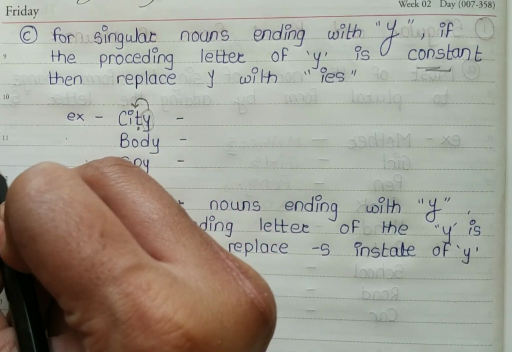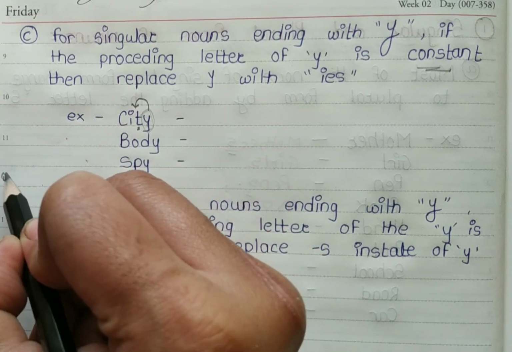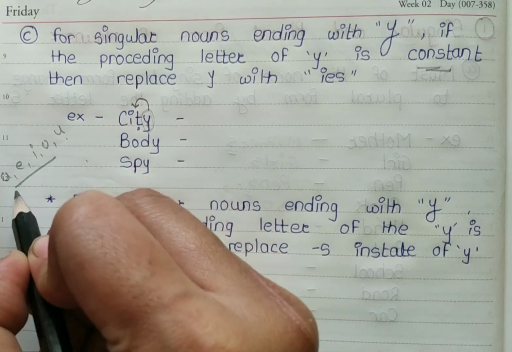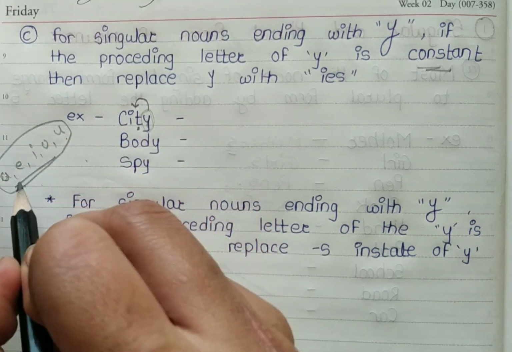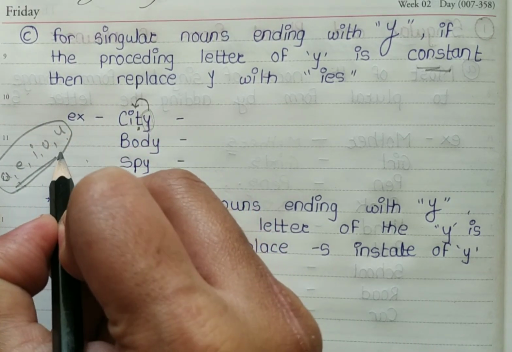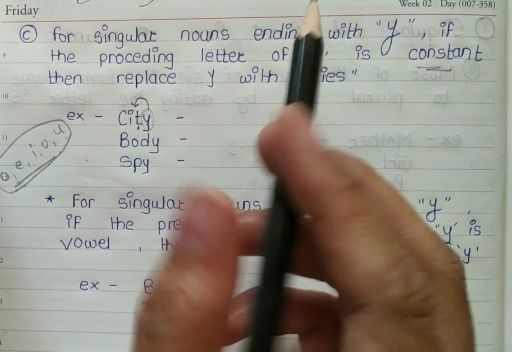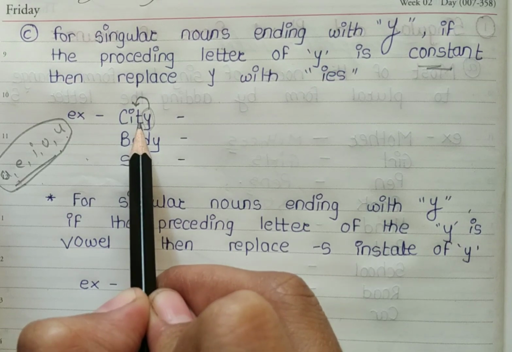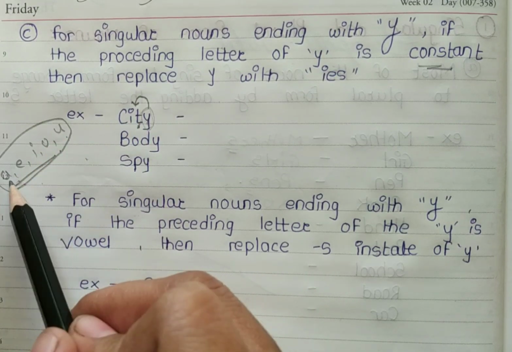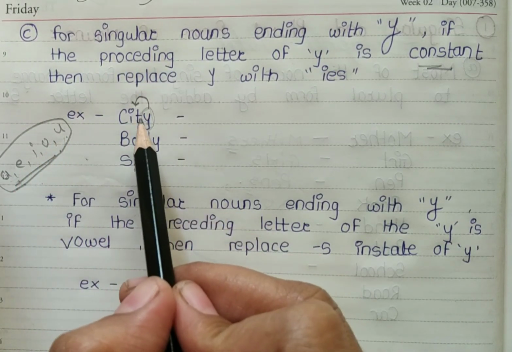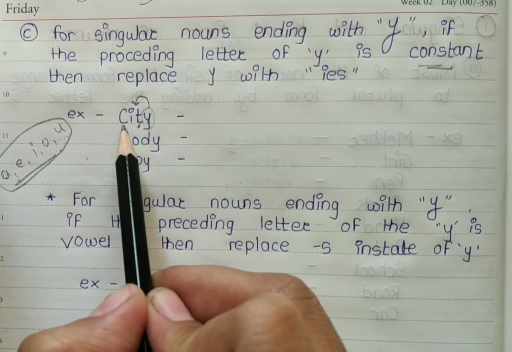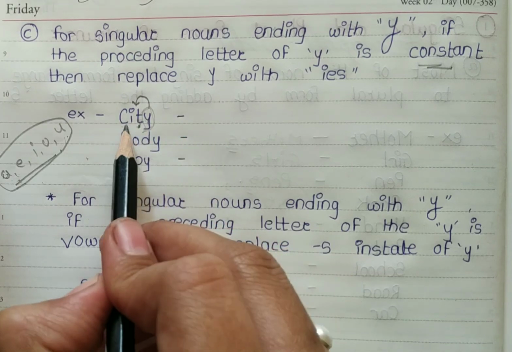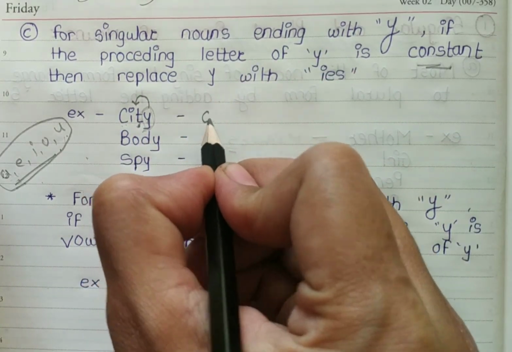In English letters we have 5 vowels: A, E, I, O, U. These are the vowels, and apart from these 5, all are consonants. Got it? So here before y it's a t. So t is not a vowel. That's why it's a consonant. In this case, we replace the y with the es. So the plural form of city will become cities.